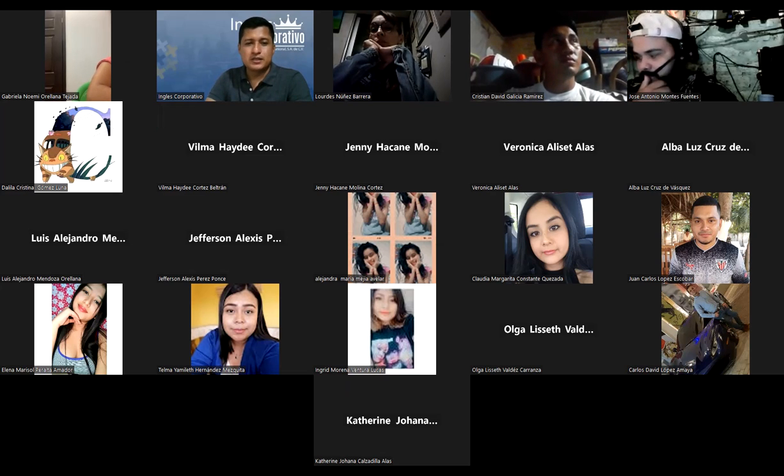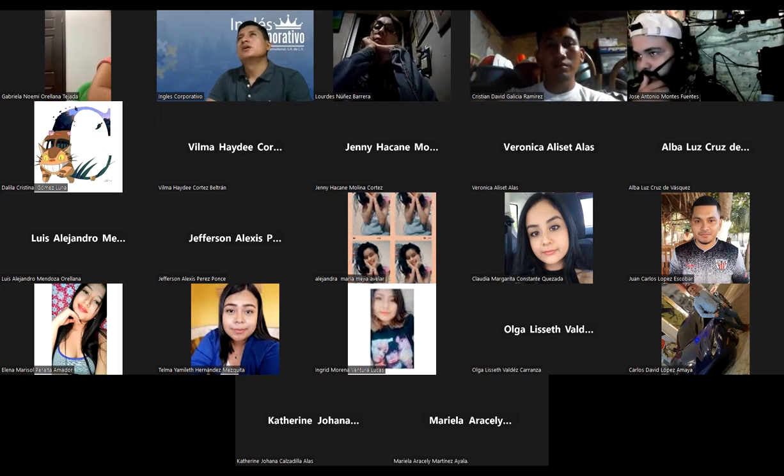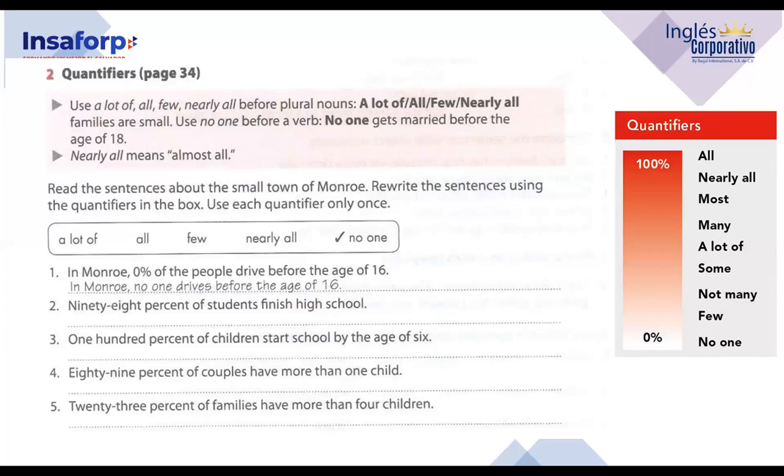So again, I was talking about this one, how do we use quantifiers in English? No sé si ustedes se han fijado en algunos textos, están estas expresiones, right? Nearly all, most, many, a lot of, some, not many, few, no one. Well, this vocabulary is called quantifiers. And we use them in English to indicate quantities about something that is most of the time plural.